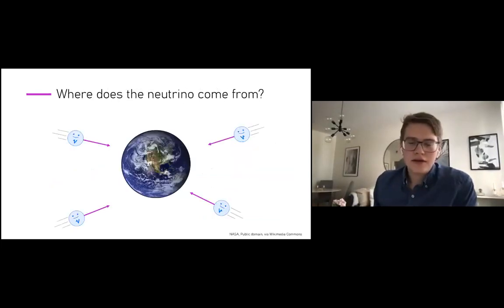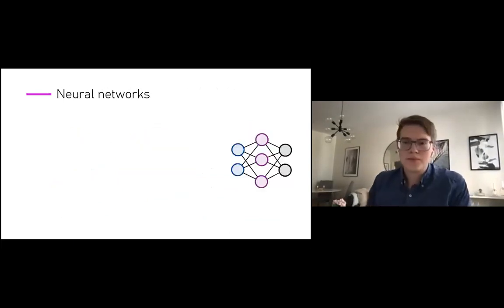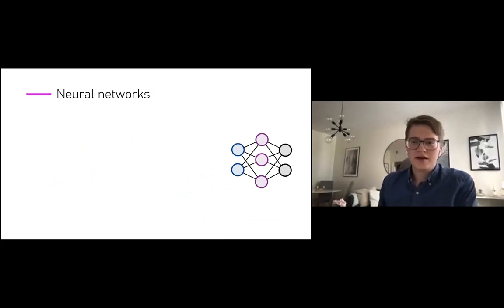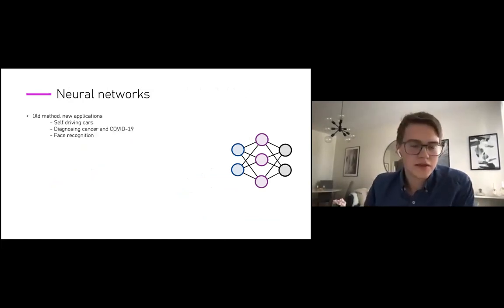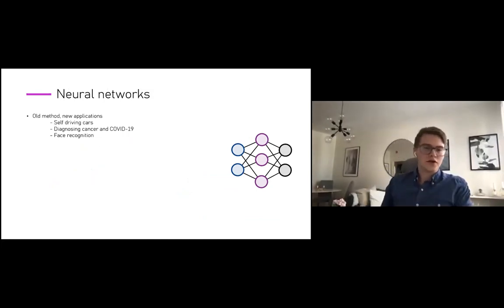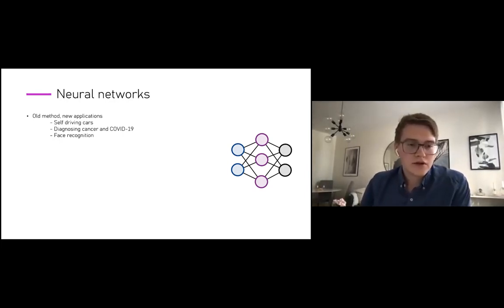So what we do is, I need to tell you something about neural networks. Okay, so you might have heard about it. Some other common terms being thrown around are artificial intelligence or machine learning. It's a very old method, but it has quite new applications. For example, self-driving cars use neural networks for driving, and people are also able to diagnose cancer, and also during this pandemic, diagnosing COVID-19 using neural networks very successfully. And there are also examples of facial recognition.